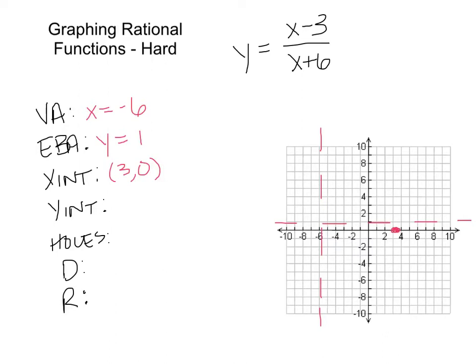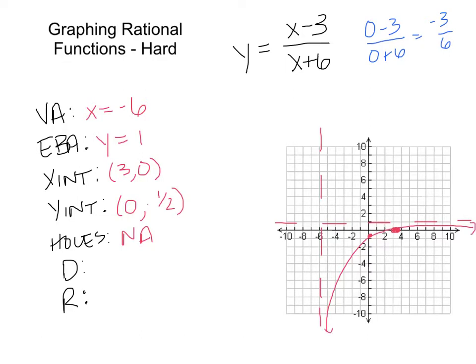Y-intercepts are where the x is 0. So we can plug that in. We'd have 0 minus 3 over 0 plus 6. So we end up with negative 3 over 6, which is negative 1/2. So our y-intercept is 0, negative 1/2. Now we didn't cancel anything out, so we don't have any holes in this case, and I can go ahead and graph one of my branches.